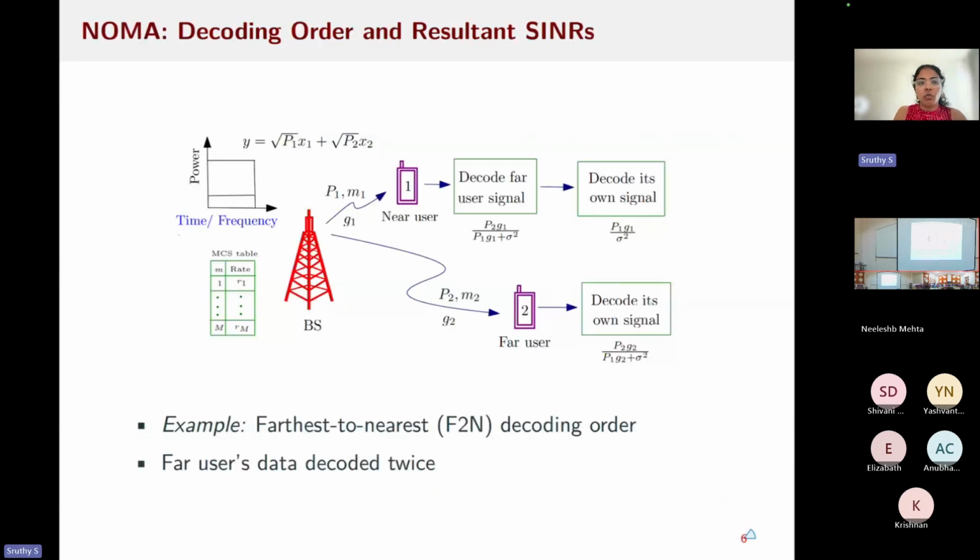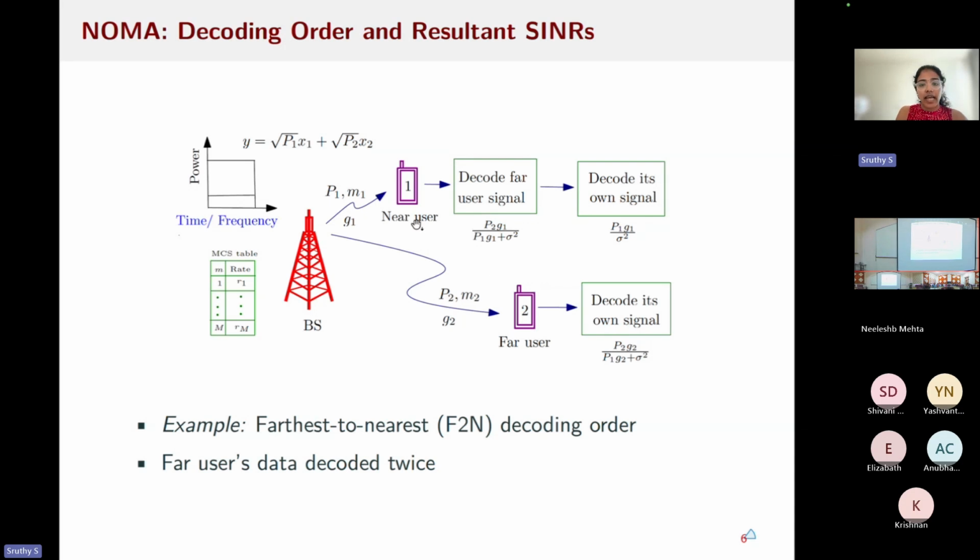Next, let's look more into NOMA, the decoding orders and the resulting HCNS before we go to the key contributions, the main problems. So let's look into the two-user NOMA downlink system, where there is one near user and one far user. And we are using the discrete modulation and coding scheme table that has been specified by the standard. Here P1, M1 are the power and modulation and coding scheme given for the near user. Similarly, P2, M2 for the far user.